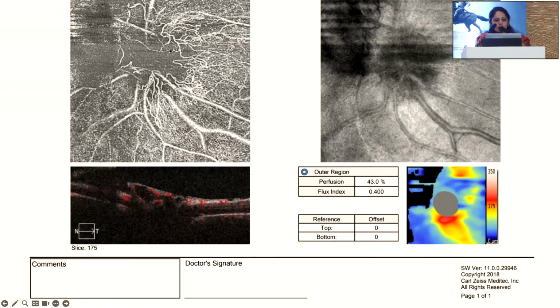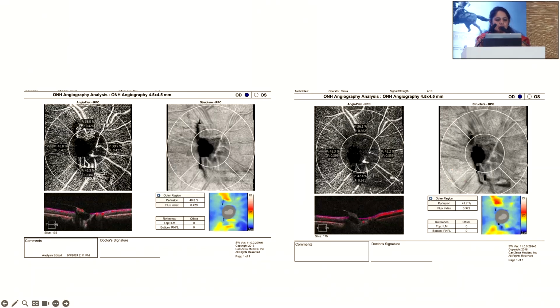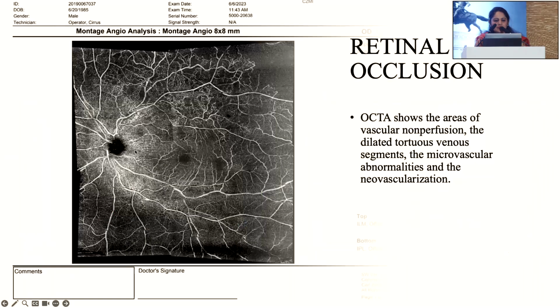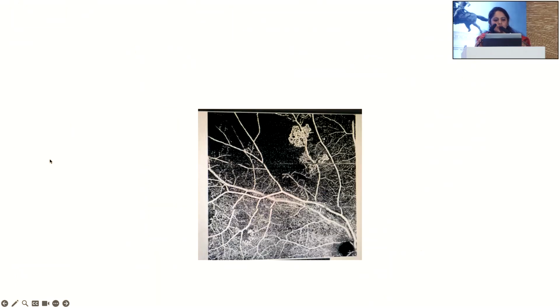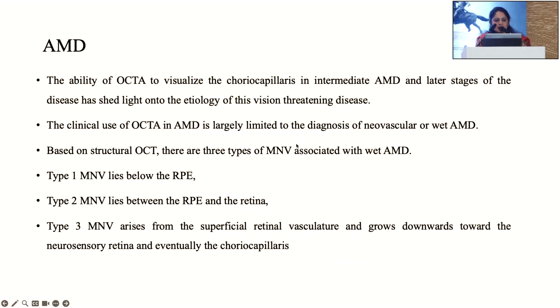That's another picture of neovascularization at the disc. Similarly, here there is neovascularization at the disc. This is before laser and this is post laser. So you can see the regression of these newer vessels. In retinal vein occlusion, what OCTA shows are areas of vascular non-perfusion, microvascular abnormalities, and neovascularization. So here you see this dark area. This is the area of capillary dropout, and these are the new vessels. This is the neovascularization elsewhere.